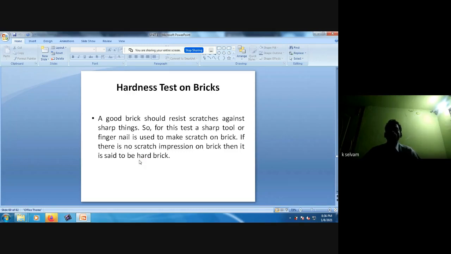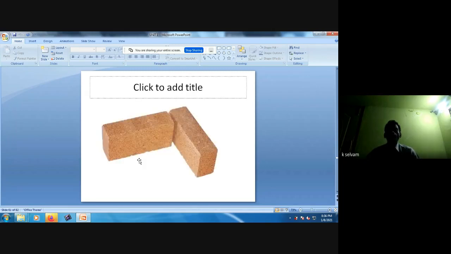Then the hardness test. A good brick should resist scratches from sharp things. So for this test, a sharp tool or fingernail is used to make a scratch on the brick. If there is no scratch impression on the brick, then it is sure to be a hard brick. Here the surface is smooth.